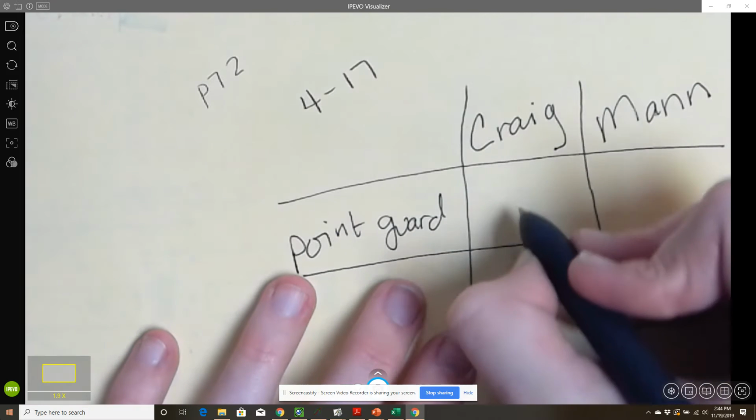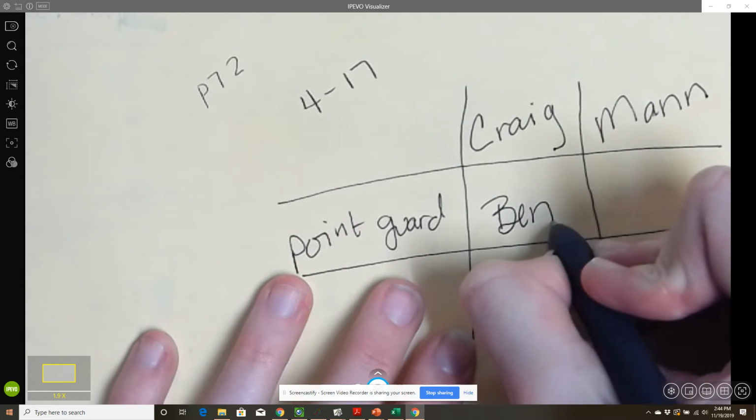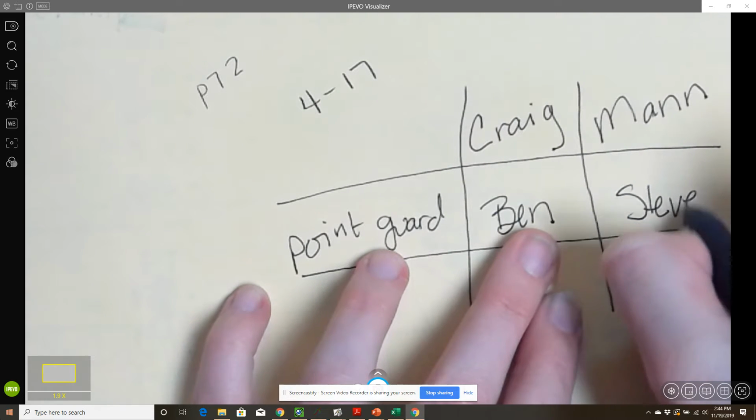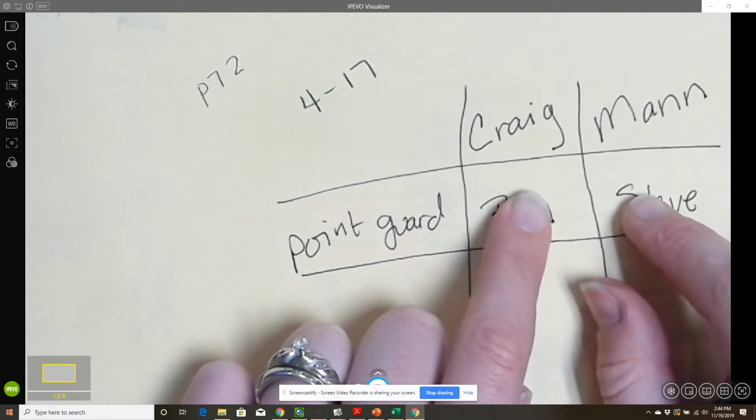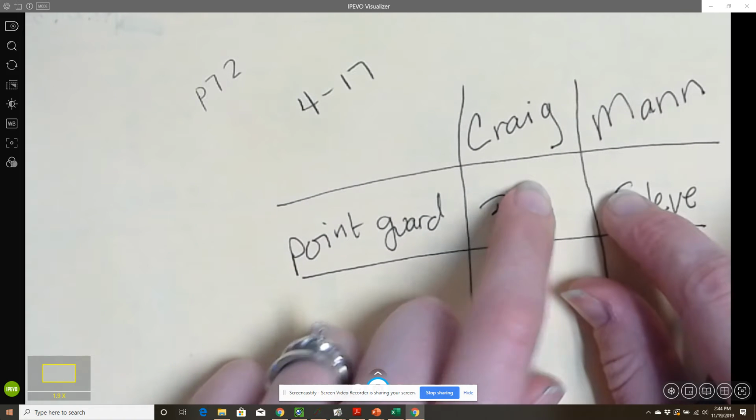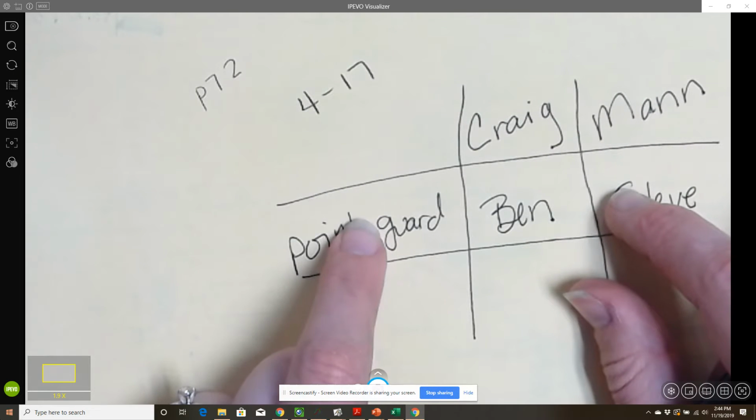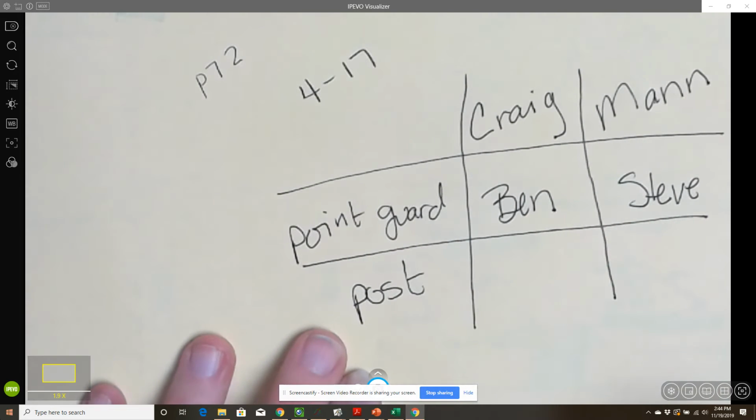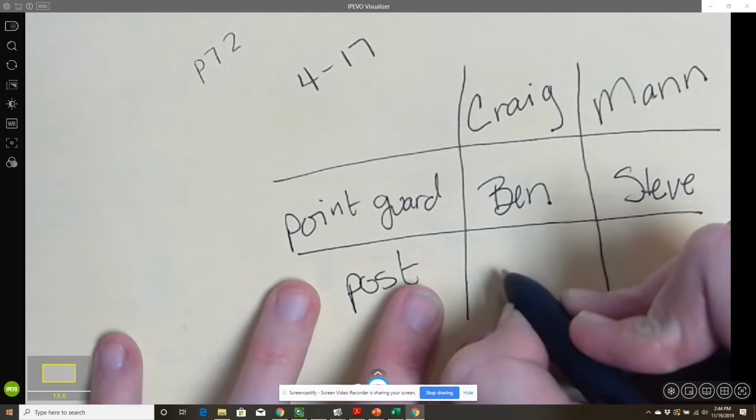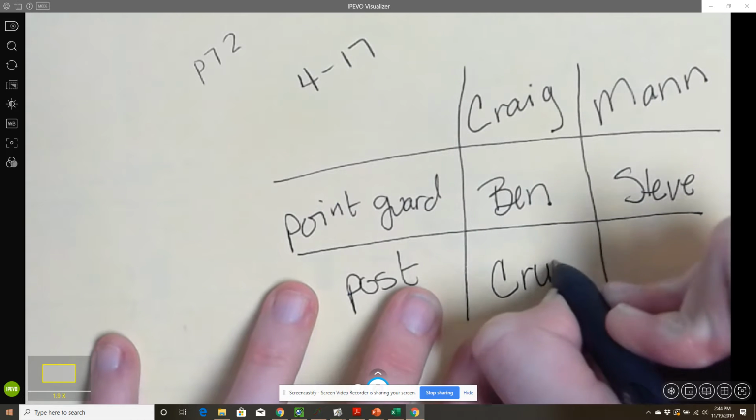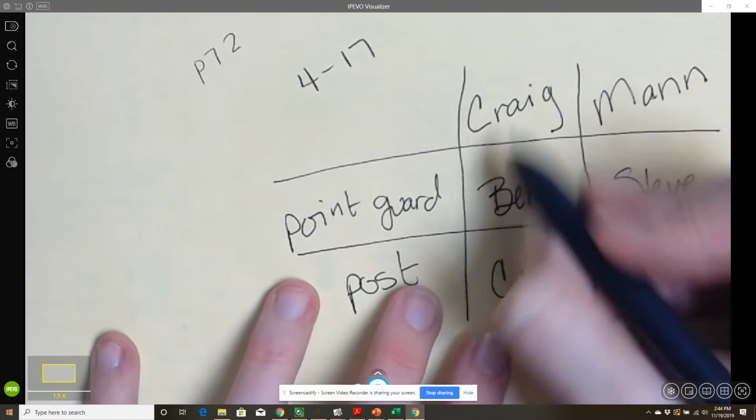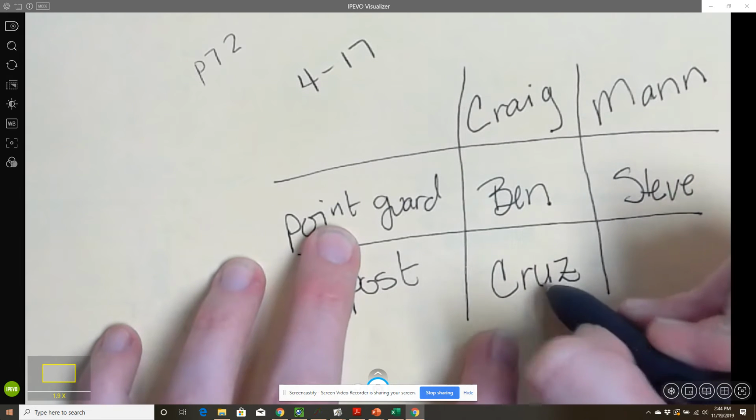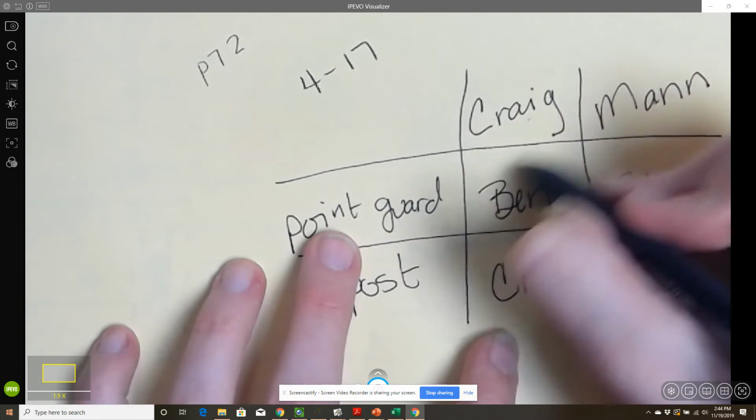So the point guard for Craig is Ben, okay? And the point guard for Man is Steve. So these 2 guys are related, not because they go to the same school, but because they're both point guards for the basketball team. So another basketball position is the post. So the post for Craig is Cruz. And so Ben is related to Steve because they're both point guards, and Ben and Cruz are related because they're both on the same team.